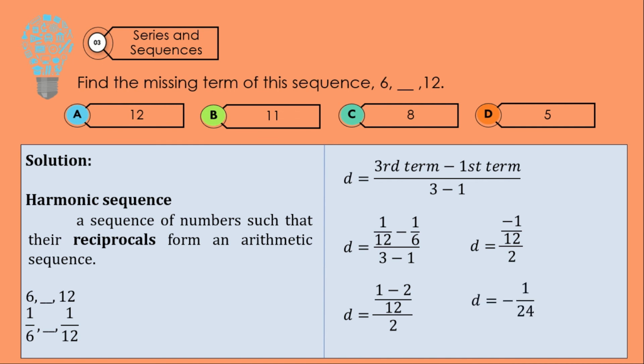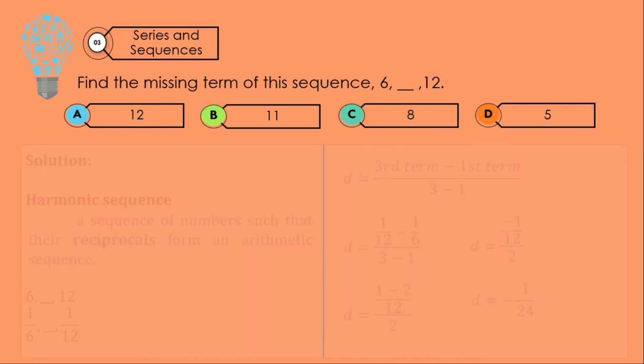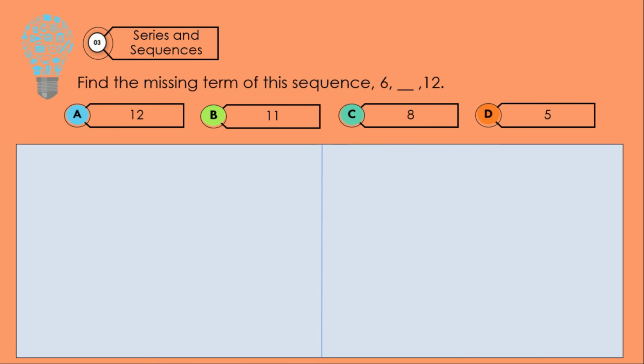The next thing that we have to do is to simply add the common difference to the first term so that we could determine the second term. We have 1 over 6 plus negative 1 over 24. Determine the least common denominator. We have 24, and then get the numerator. Subtract 4 minus 1 over 24. We'll have 3 over 24. Simplify, we have 1 over 8.